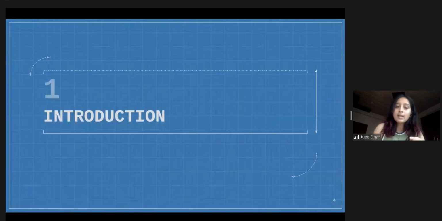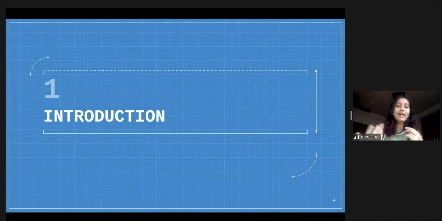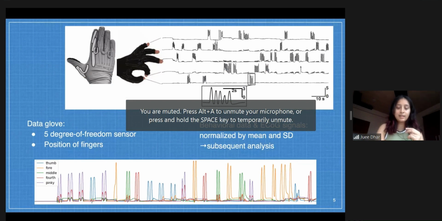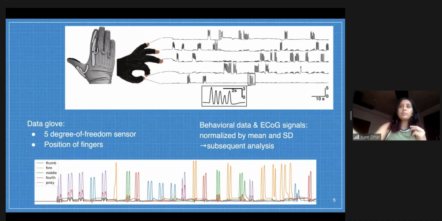Let us get started by understanding the behavioral paradigm and the experiment a little better first. It is a very simple movement trial, where cues are presented on a monitor that the participant has to react to. A data glove, a 5-degree of freedom sensor, records the position of the fingers, and that behavioral data is normalized. This is the raw time series that was provided to us.